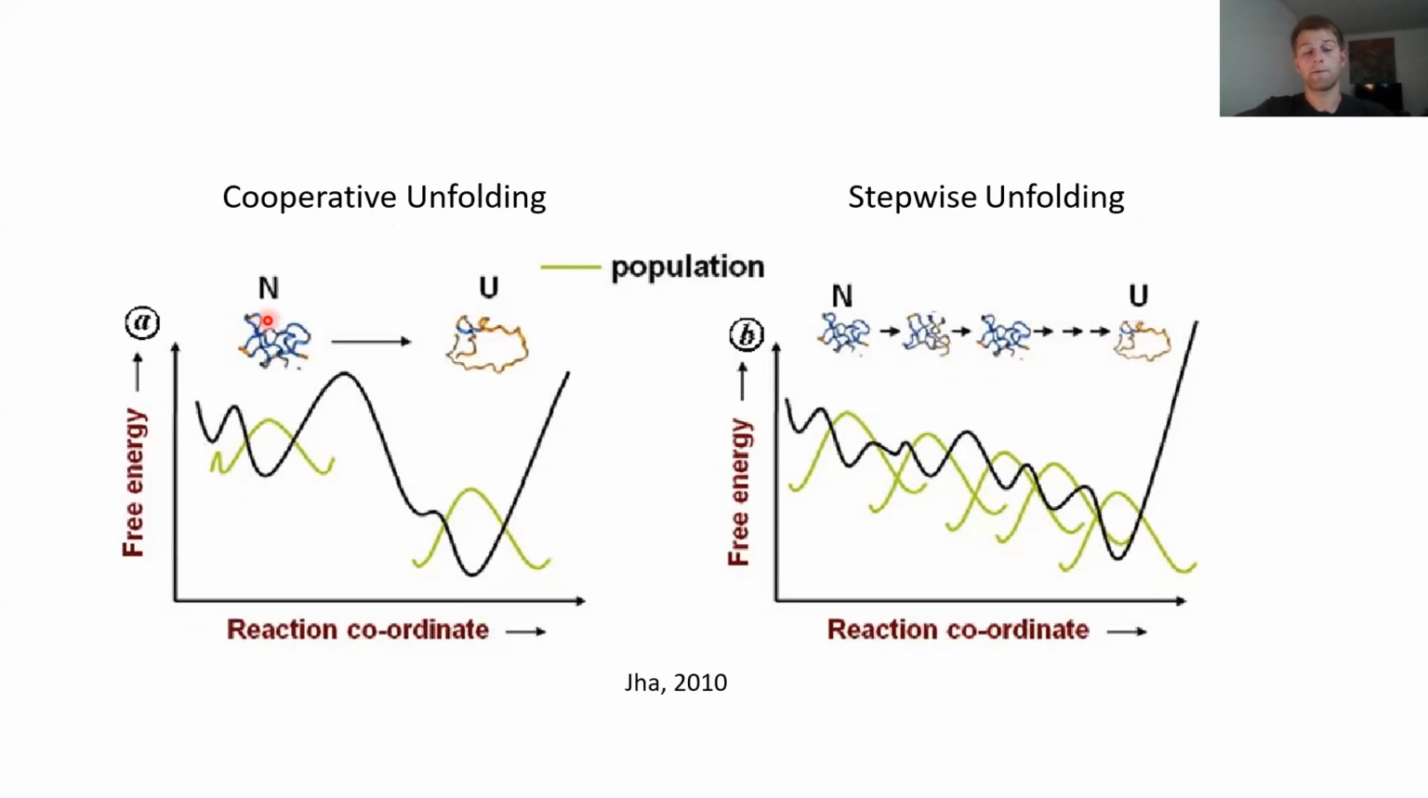On the left here, I have cooperative unfolding. And remember, in this, the protein only exists in the N or the U, the folded and unfolded states, with one energy barrier separating them. And on the right here, I have stepwise unfolding. The protein also exists in the N or the U, the folded and unfolded, but there are multiple transition or I states in between, and each has its own corresponding energy barrier.